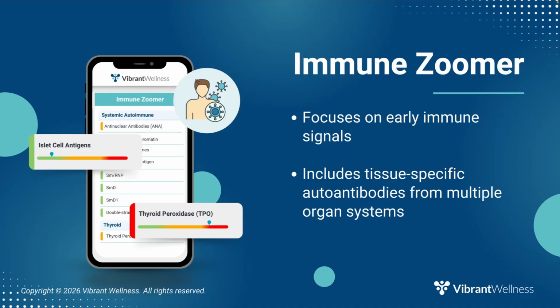The immune zoomer focuses on the early immune signals that shape how you feel today and how your health progresses over time. It brings together tissue-specific autoantibodies from multiple organ systems into one organized profile, making it easier to see where immune stress is emerging. These insights support proactive, personalized plans to calm inflammation, protect vulnerable tissues, and strengthen long-term immune resilience.